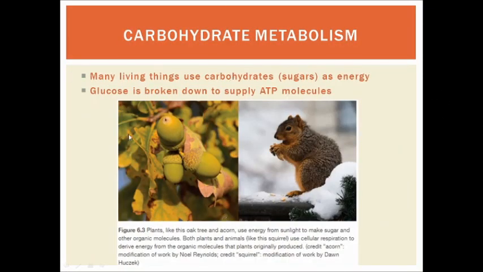So many of the living things are going to use these carbohydrates or sugars as their primary energy source. Glucose will be broken down to make ATP molecules. We can even store glucose as glycogen as humans, to be used at a later date where we'll need that glucose to increase our blood sugar to give us more energy.